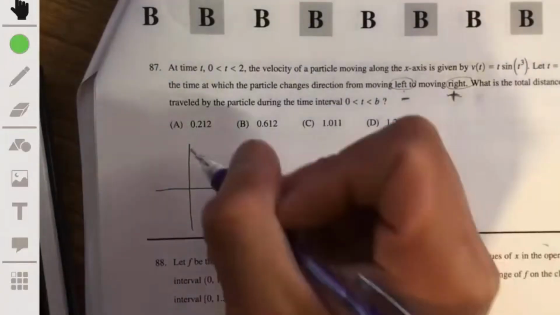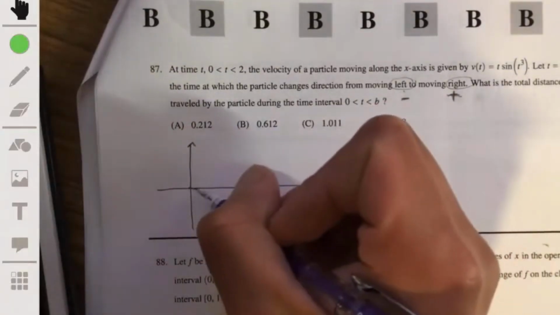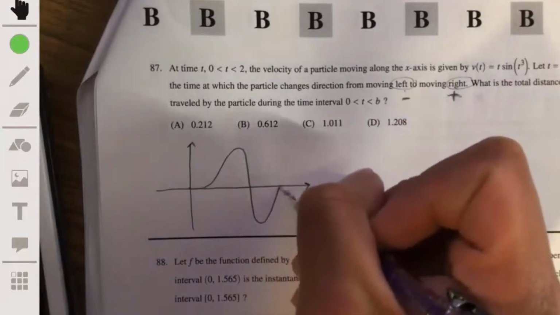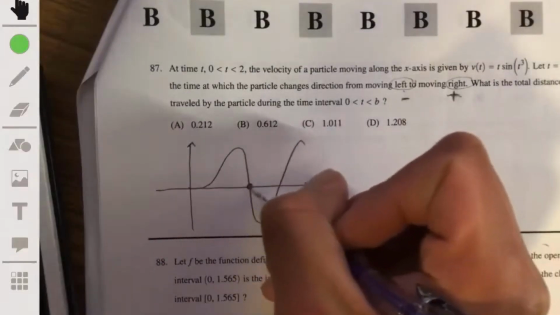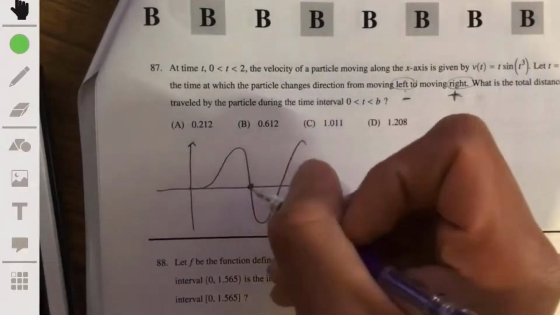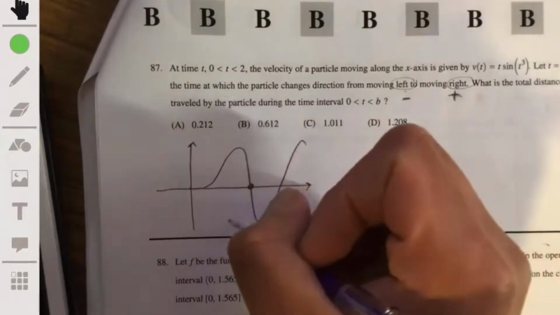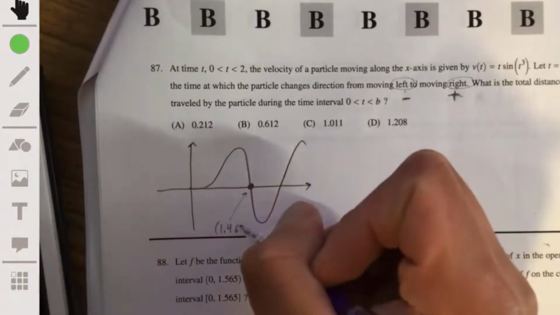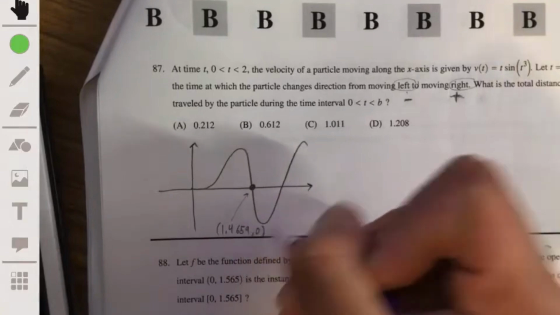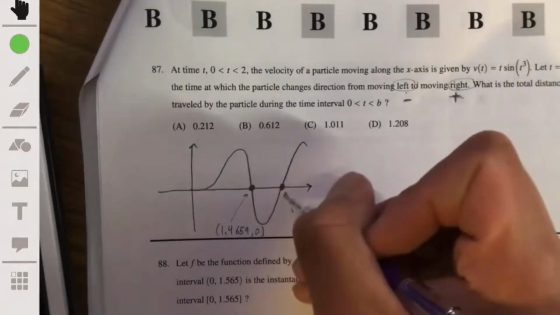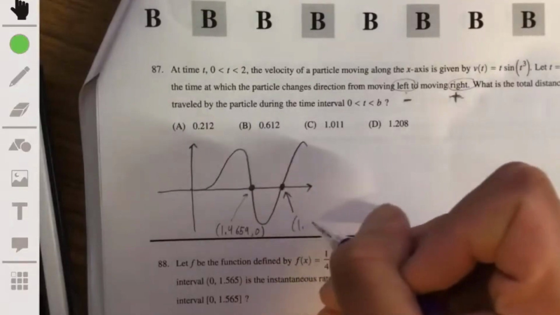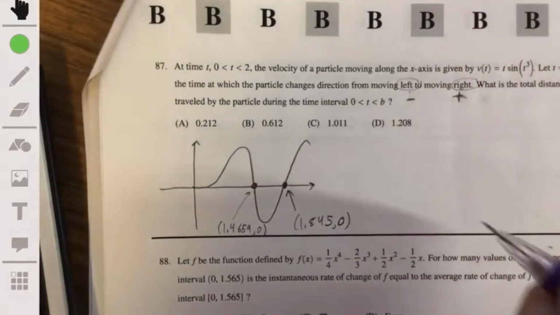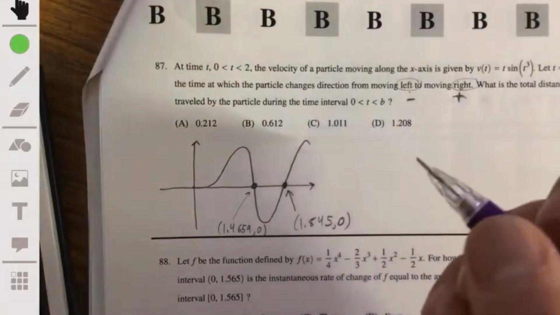That graph is pretty crazy. Okay, so it's doing this sort of thing. It's going down, going up. So this point is about 1.4659, it looks like. And at this point, that point is about 1.845. So we want to find the integral.